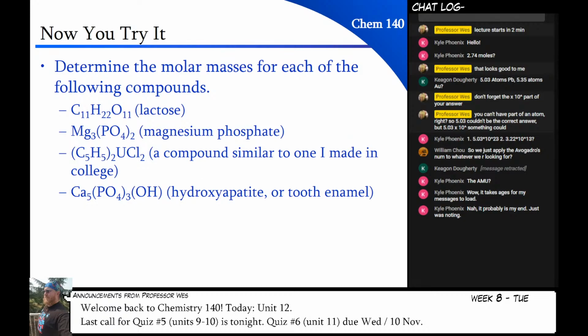You can also look up the compound that I made in college. Yes, I am a published chemist. I have a compound that is in the literature. I crystallized it myself. It's totally useless.